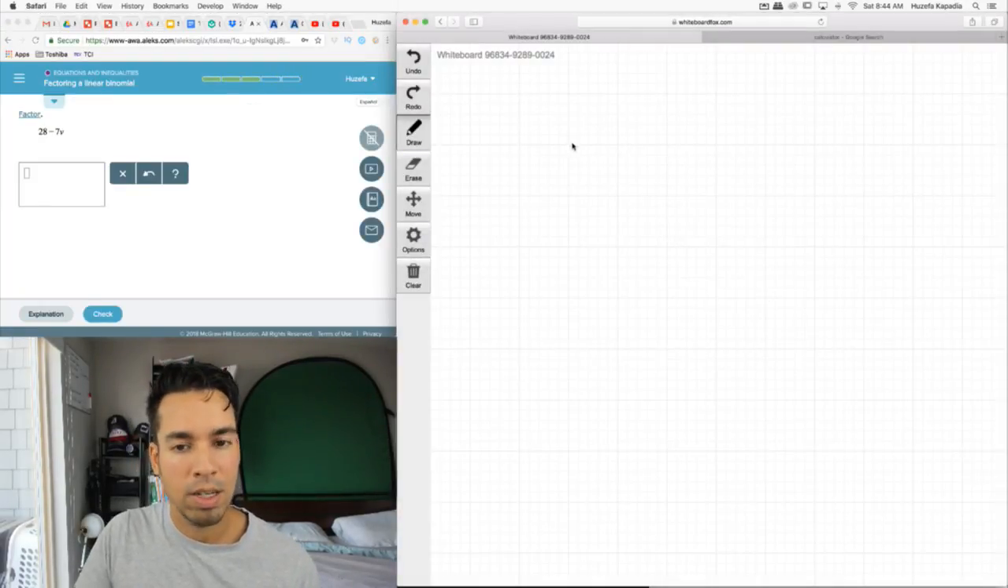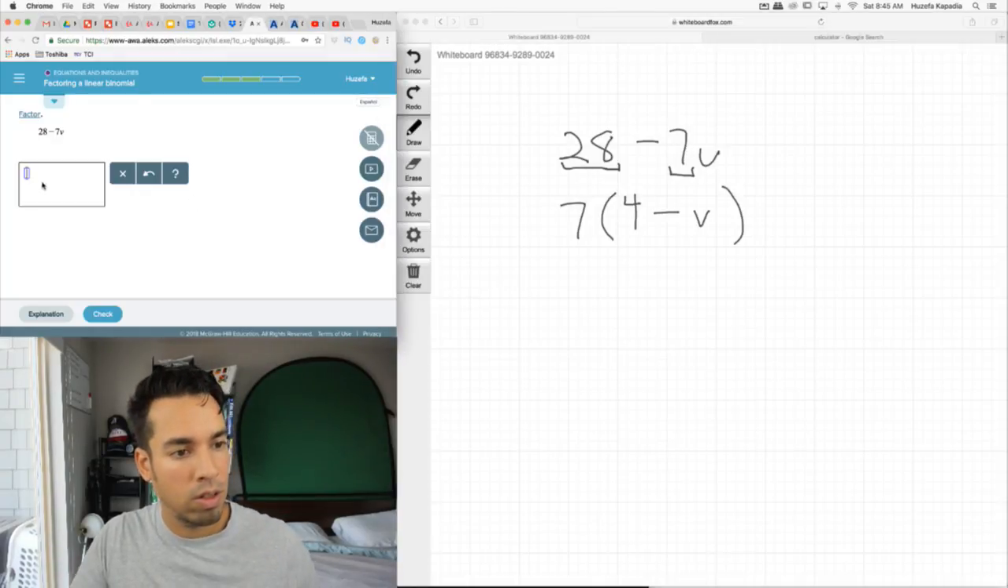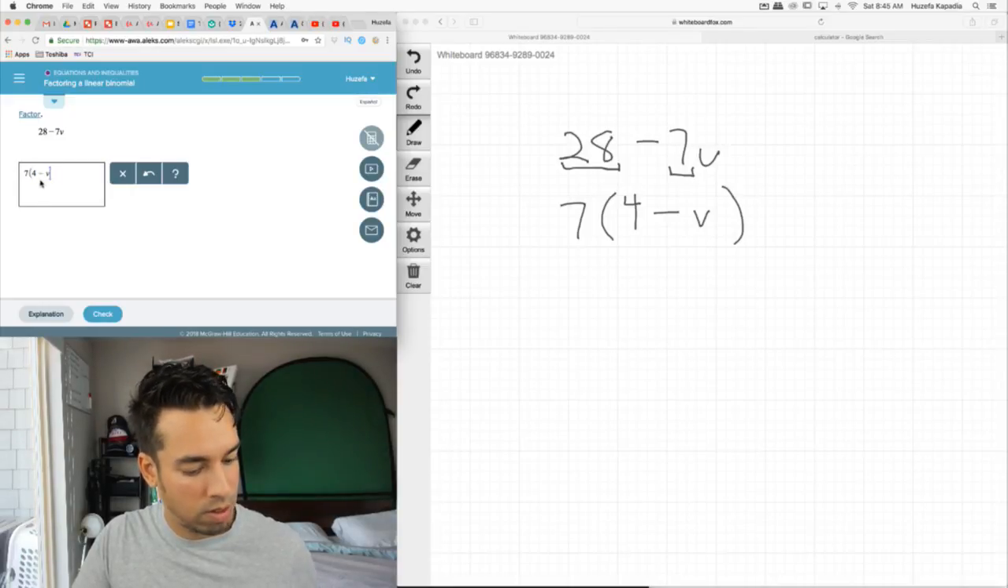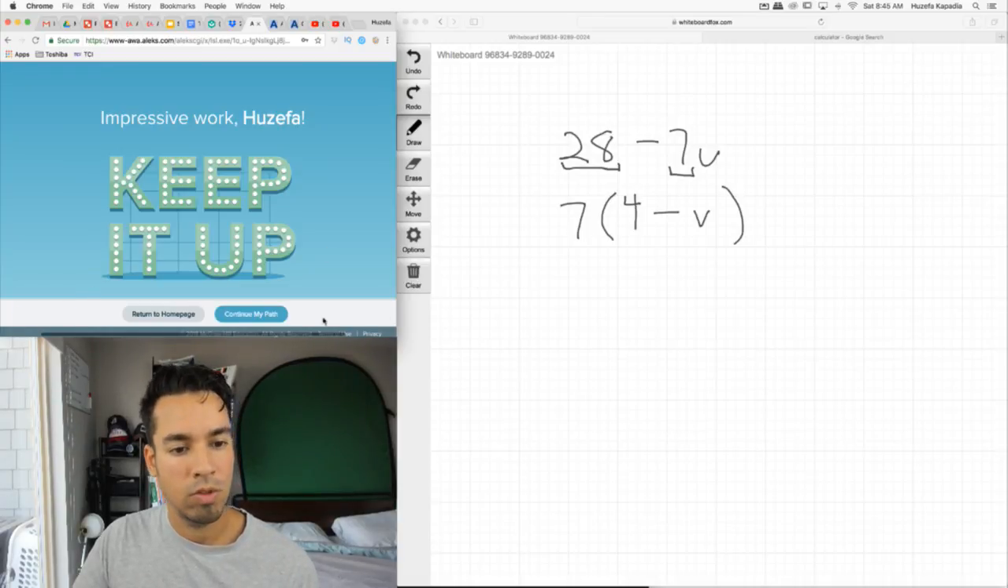Okay, last but not least, 28 minus 7v. Both of these are divisible by 7, so I'm going to pull a 7 out, and we have 4 minus v, right? Pull the 7 out of there, it's 1v. Divide by 7 here, we have 4. So we have 7 times 4 minus v. Sweet.